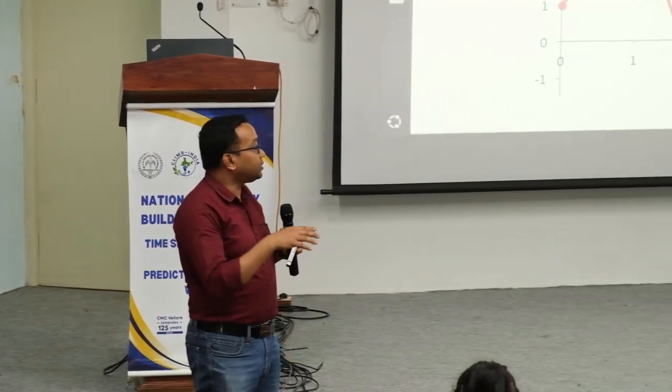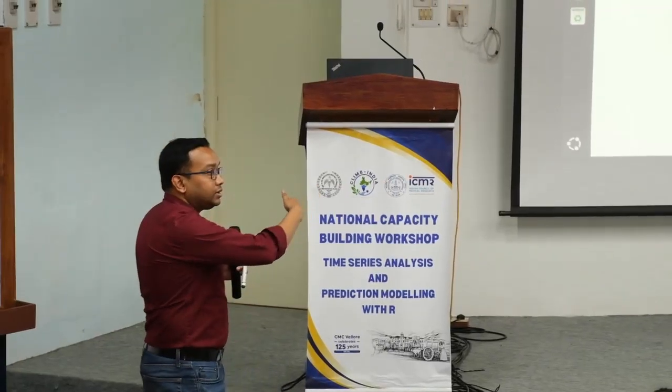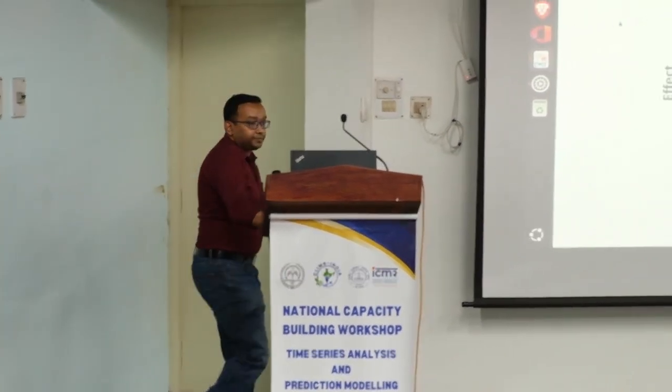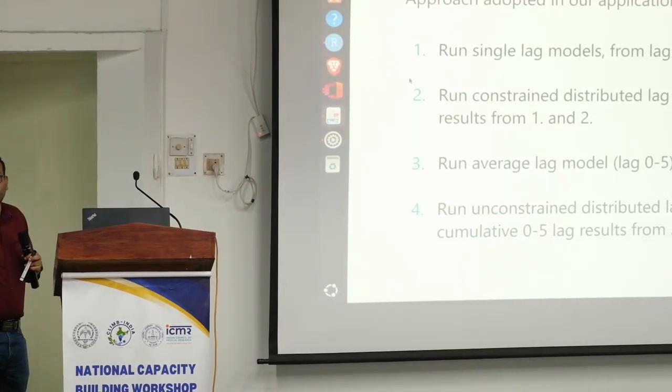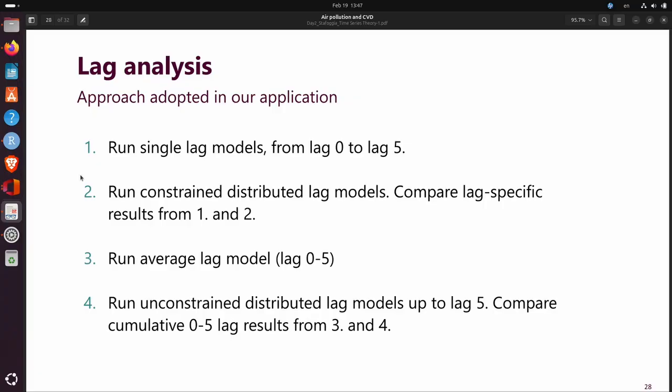So I think Ajit will demonstrate the code. So the distributed lag models, they work the same way. So I think you can set up your laptop. So the basic analysis is like this. So you run single lag models, in this case let's say 0 to 5, and then you do the constrained versions. So you put everything together, but you run it using this approach which is shrinkage based.